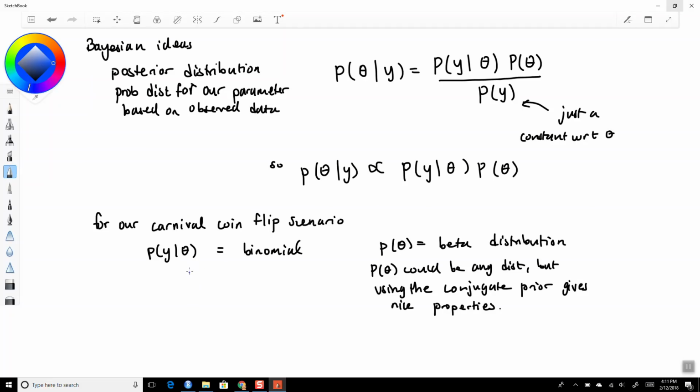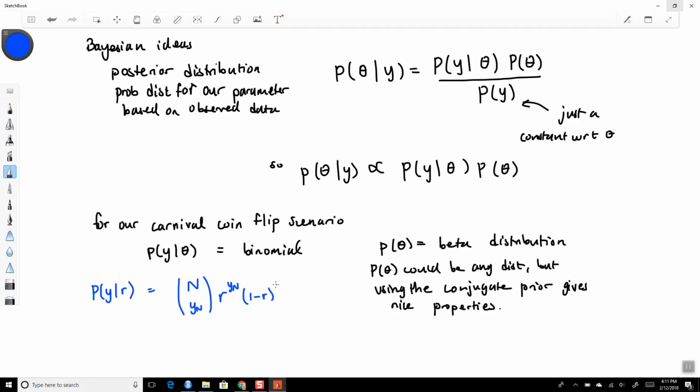Okay, so actually, let me just write this as probability of y given our parameter r. This part is equal to n choose y sub n, r raised to the y sub n times 1 minus r raised to the n minus y sub n. Okay, this is the binomial, so that should be familiar.